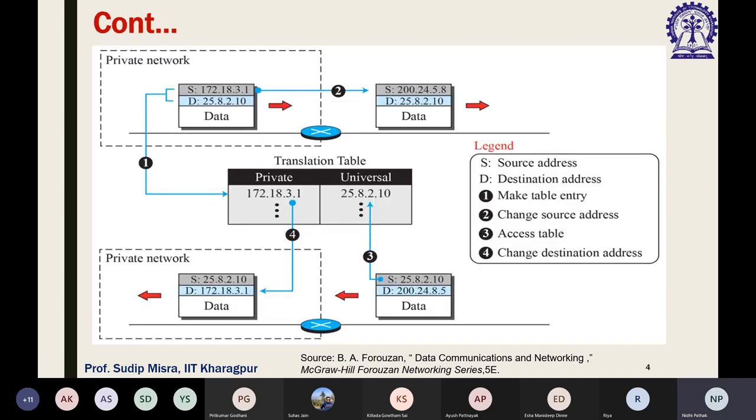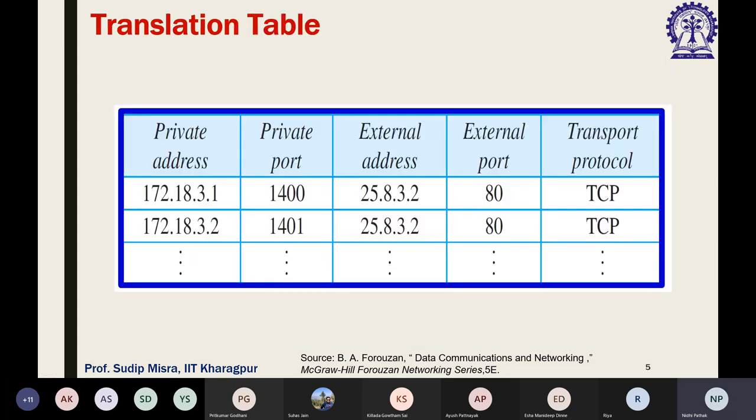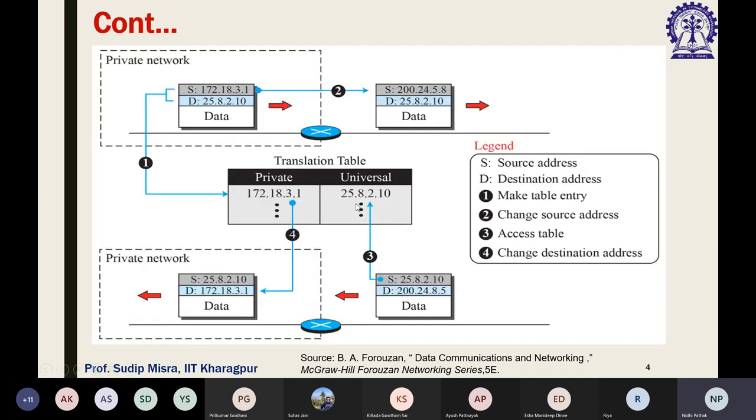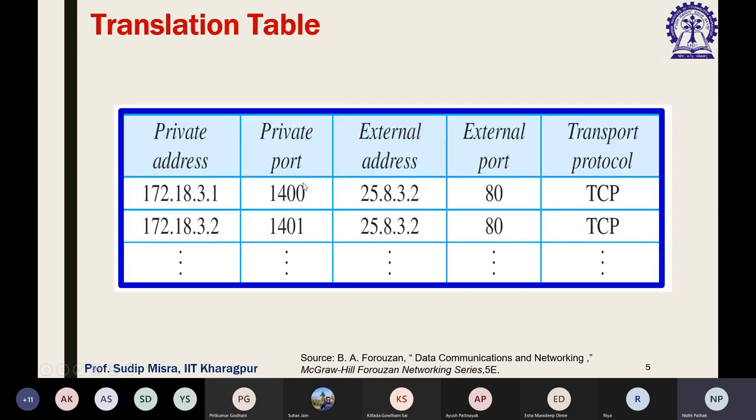So this is the process that is explained over here. Please look at this table, the translation table, and whatever concept I just told you is explained over here. In case you have any difficulty in understanding, ask me later on. And one last concept: nowadays these translation tables do not have just the private and the universal addresses, but also the corresponding port numbers.